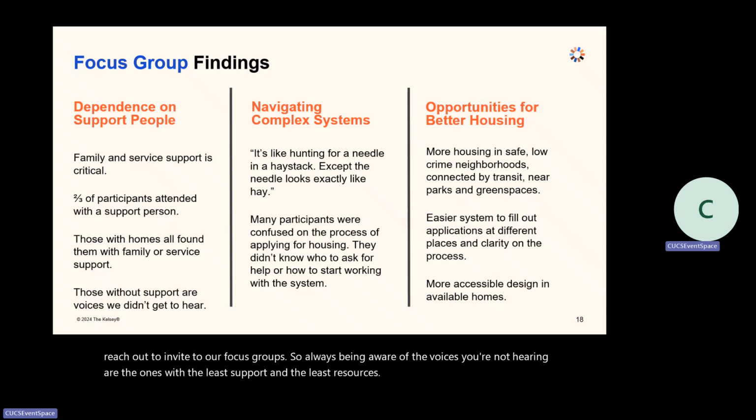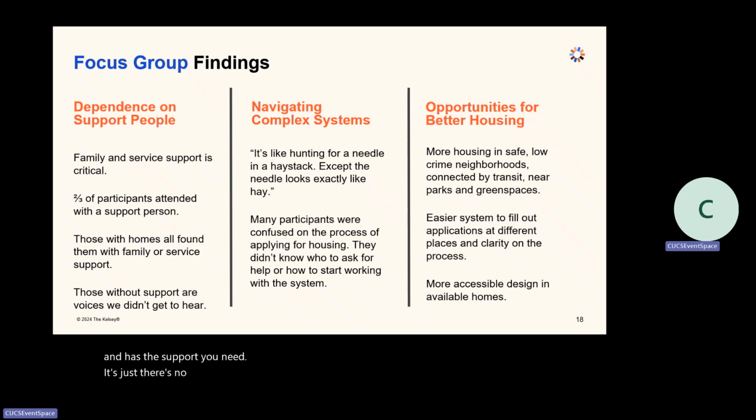Secondly, navigating complex systems. We heard over and over again how complex it is to layer these different waivers, to find housing that's both you can live in and you can afford to live in and has the support you need. It's just, there's no common resources. There's not even common language. There's lots of jargon. It's a complex world, and help navigating that world is key.